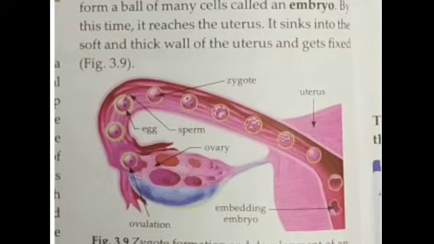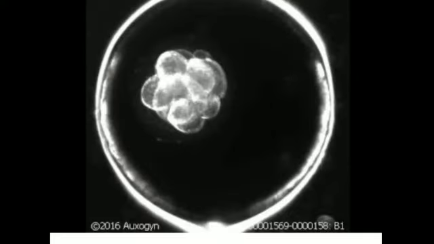Now what happens? You can see this is the enlarged state of the zygote, which has started converting into an embryo. Is that clear? The cells have started dividing again and again, and many cells have started forming. So this is the conversion from the zygote to the embryo stage.